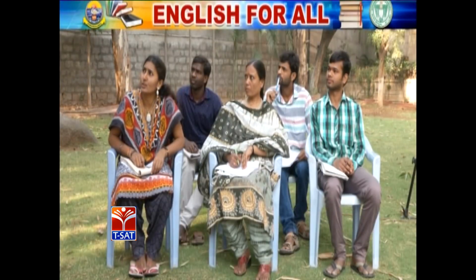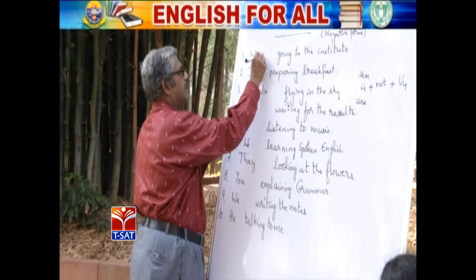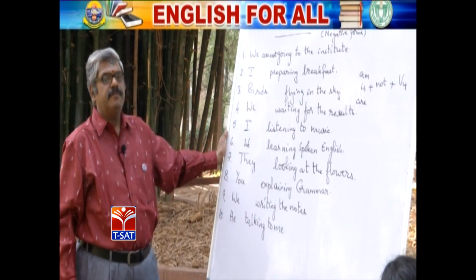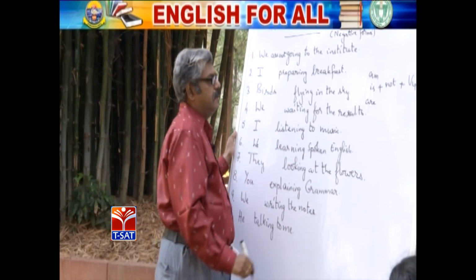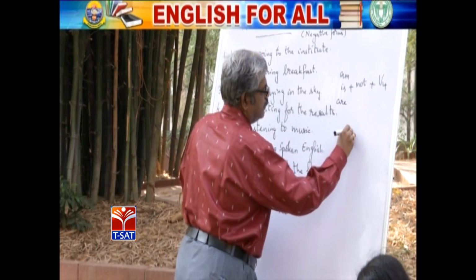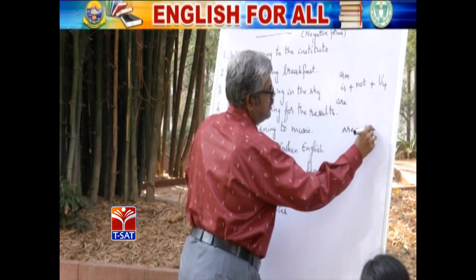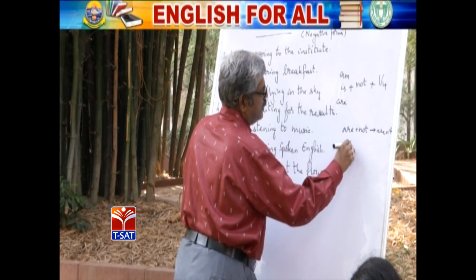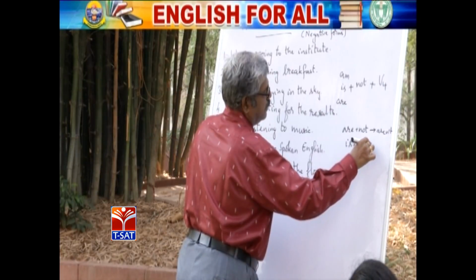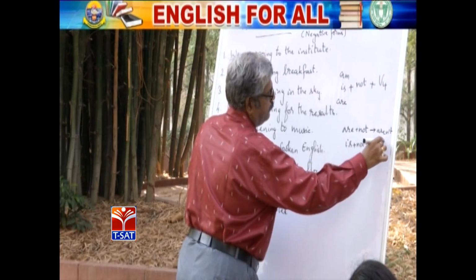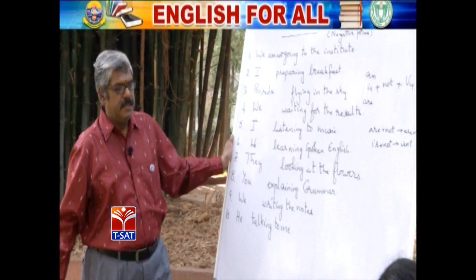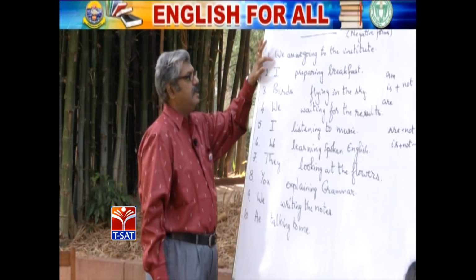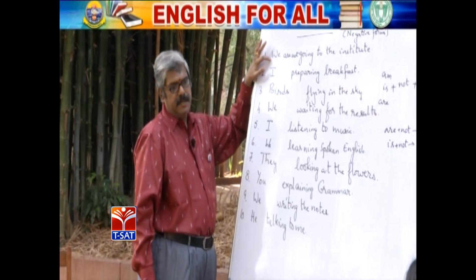We are not going to the institute. Now there are some short forms also possible. For example, are plus not, the short form is aren't. Similarly, is plus not, isn't. Even for am plus not also it is there, but let us just concentrate on these two things. So you can either say we are not going or we aren't going.